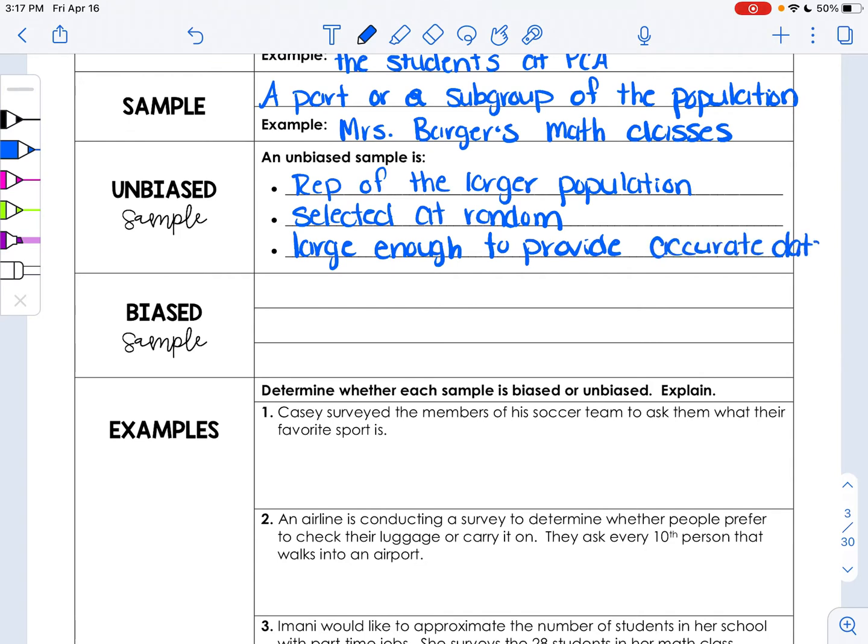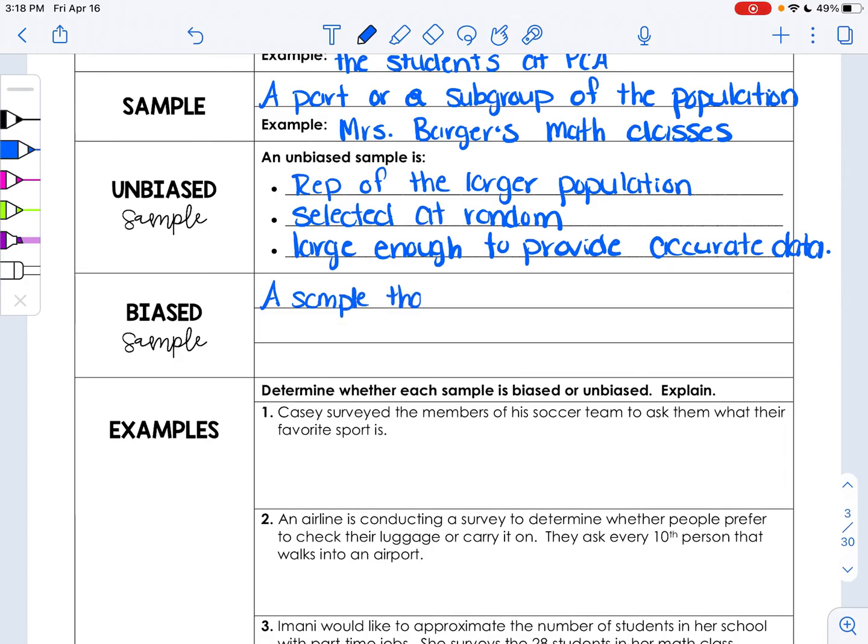Because if you don't have a large enough sample, you're not going to really get the best data to make decisions off of. So if you're trying to figure out what type of ice cream to buy everyone, and there's 50 people, and you only ask 2 of those people, those 2 people might like the weirdest flavors. So you want to make sure that you have a large enough sample to get an accurate picture of your data.